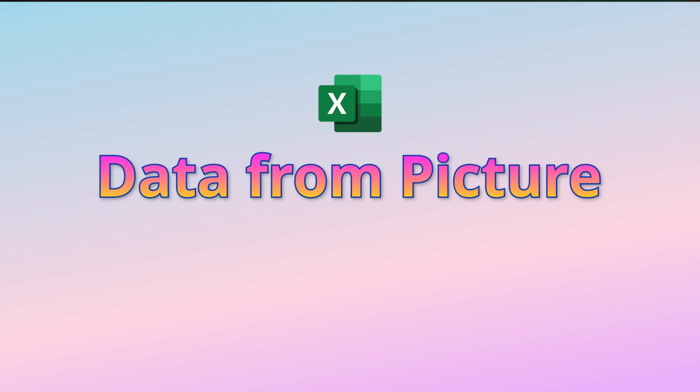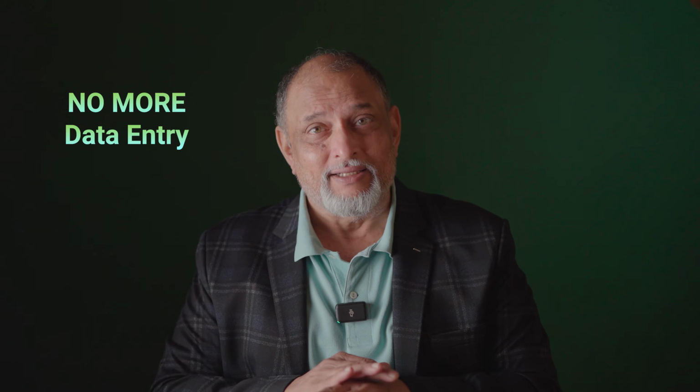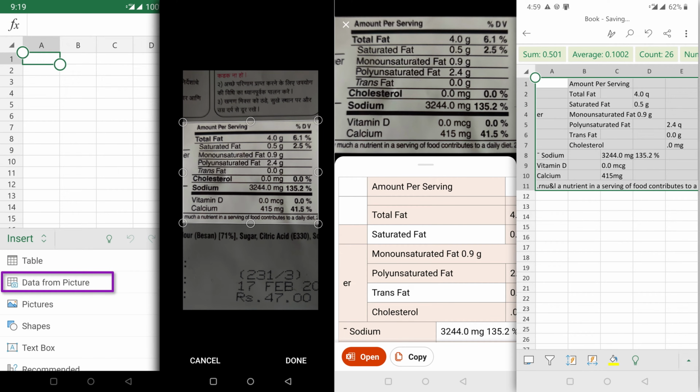Sometimes we have to do data entry, where you look at the paper and type the data all over again in Excel. Now you can safely stop doing that because we have a feature called Data from Picture. It's available in the desktop version as well as in the mobile version. If you have a choice, use the mobile version because mobile phone cameras are better quality.